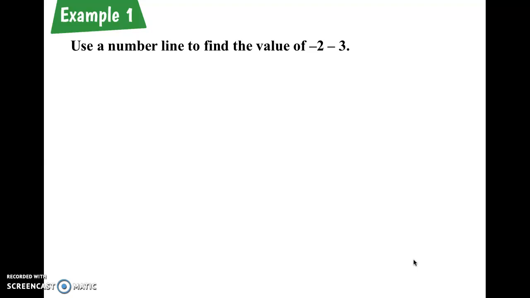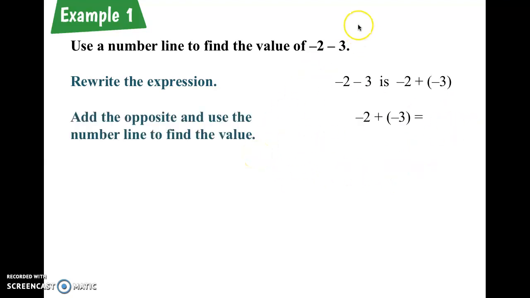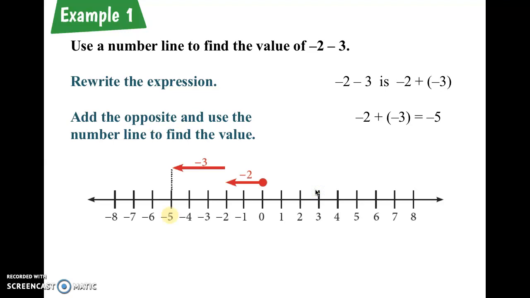It says use a number line to find the value of -2 minus 3. We're going to rewrite that. Keep, change, change. We're going to change the subtraction into an addition sign, and we're going to change this positive number into a negative number. So we're going to make it more negative. We're taking away its positivity. Remember, when our signs are the same, and in this case they are two negatives, we're just going to add those values and keep the sign. So I know 2 plus 3 is 5, so -2 plus -3 is -5.